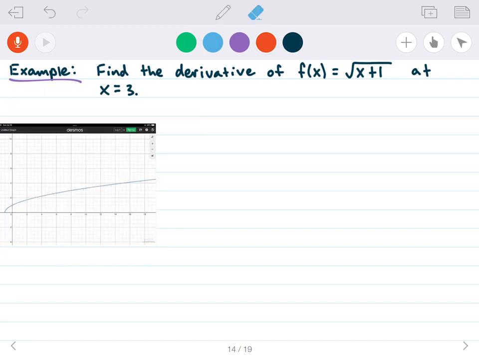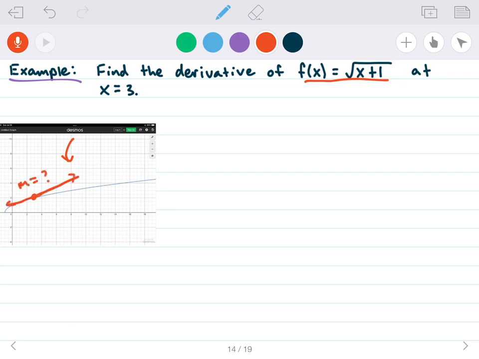Hey guys, in the last video we left off with this example, and so we are finding the derivatives of functions at certain points. In other words, we're finding the slope of the tangent line at points. And in this case, we have this function f of x equals square root of x plus 1. And that's shown in this graph right here. And we're trying to figure out what is the slope of the tangent line at x equals 3. So right here is where x equals 3. We want to figure out the slope of this line right here.